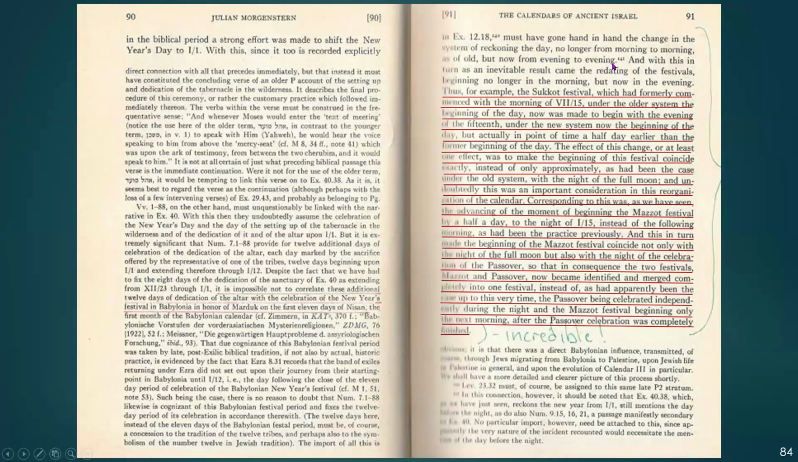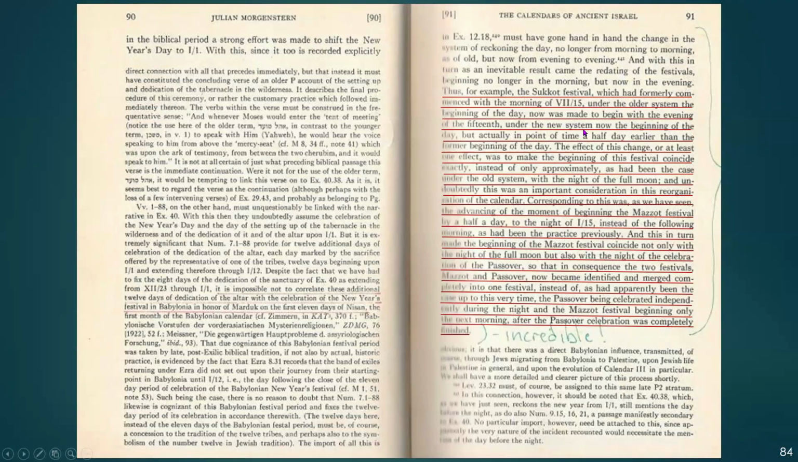And with this, in turn, as an inevitable result, came the redating of the festivals beginning no longer in the morning, but now in the evening, sunset to sunset. Thus, for example, the Sukkot festival, which had formerly commenced with the morning of the 7th month, the 15th day, under the older system, now began with the evening of the 15th.